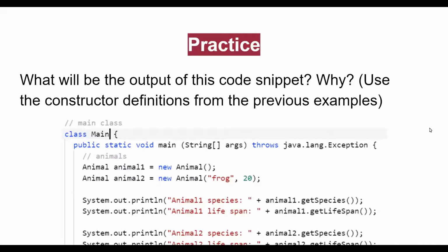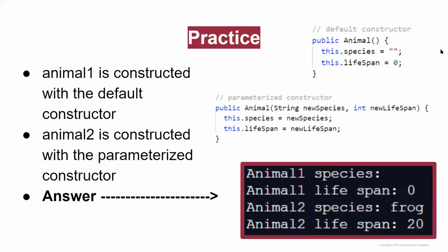All right, hopefully you've had a second to look this over and make a guess about what the output is going to be. So now I'll go over it. Like I said before, animal 1 is constructed with the default constructor. And remember, the default constructor, if there are no parameters being passed, just sets the species to an empty string and the lifespan to 0. And then animal 2 is constructed with the parameterized constructor, which just assigns the object variables to the variables that are passed into that constructor.